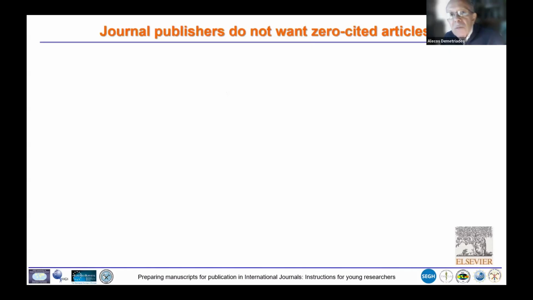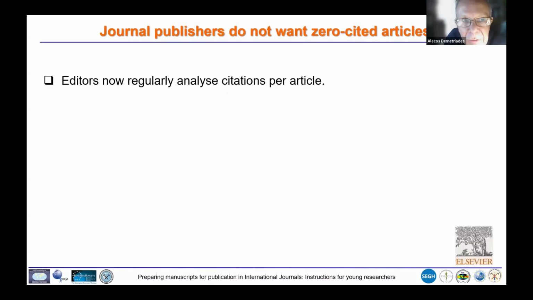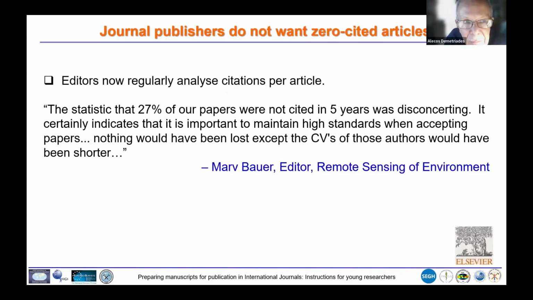Journal publishers do not want uncited articles because they want to promote their journals. Editors now regularly analyze citations per article. For example, the statistic that 20% of our papers were not cited in 5 years was disconcerting. It certainly indicates that it is important to maintain high standards when accepting papers. Nothing would have been lost except the CVs of those authors would have been shorter.